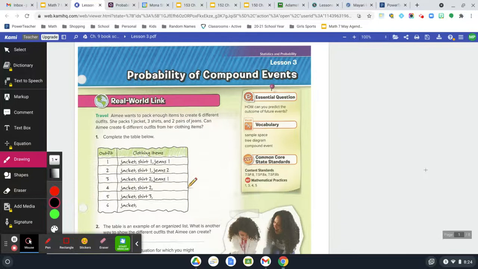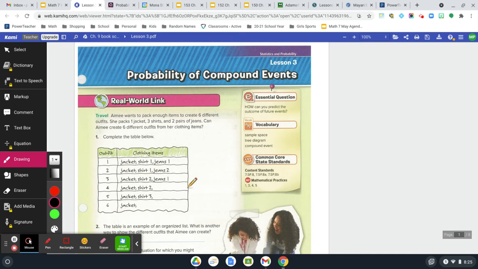All right, here we are, lesson 3. And we're looking at the probability of compound events in lesson 3. More specifically, we're going to start to learn about what is called a tree diagram. So, this is our introduction that we're going to start with. So, let's take a look.